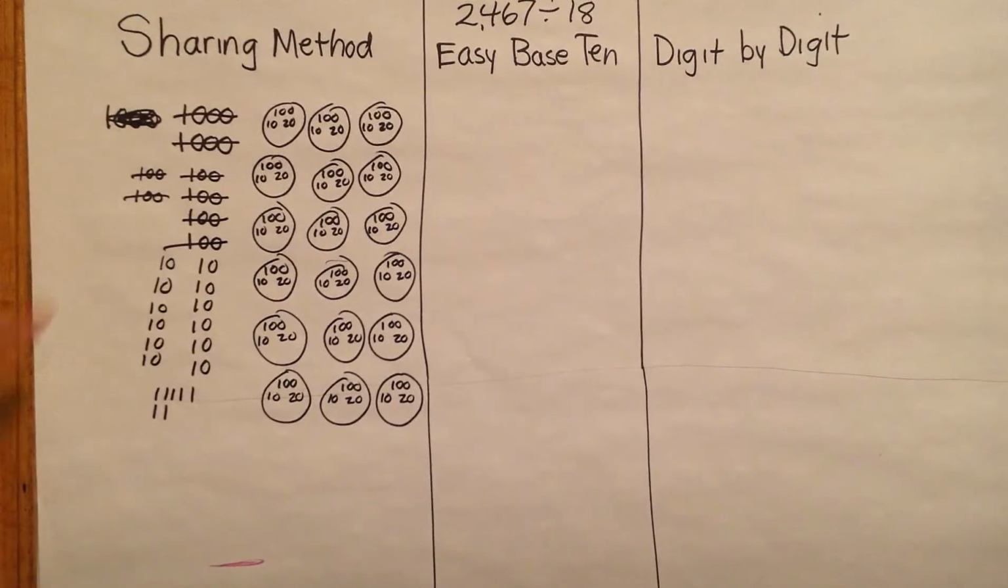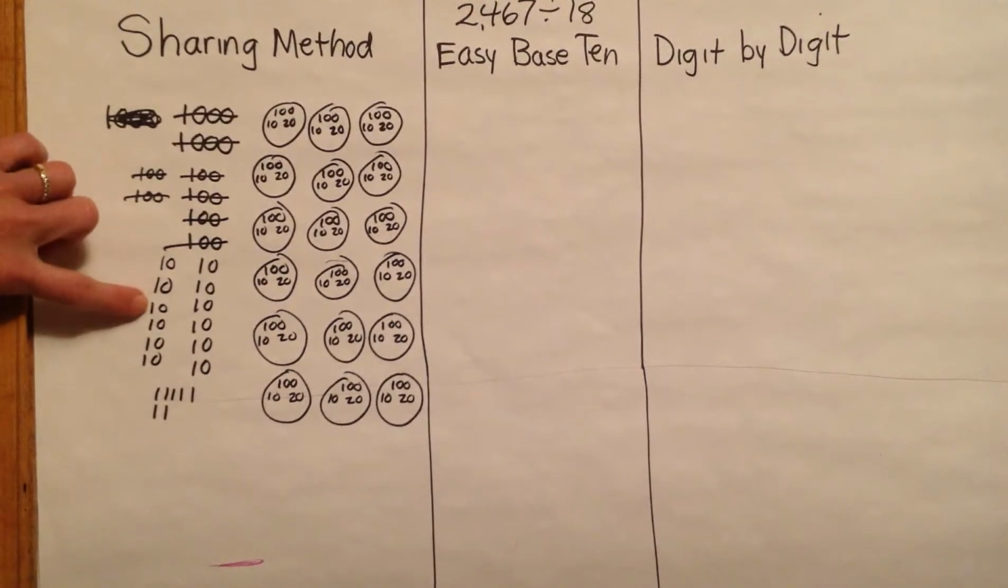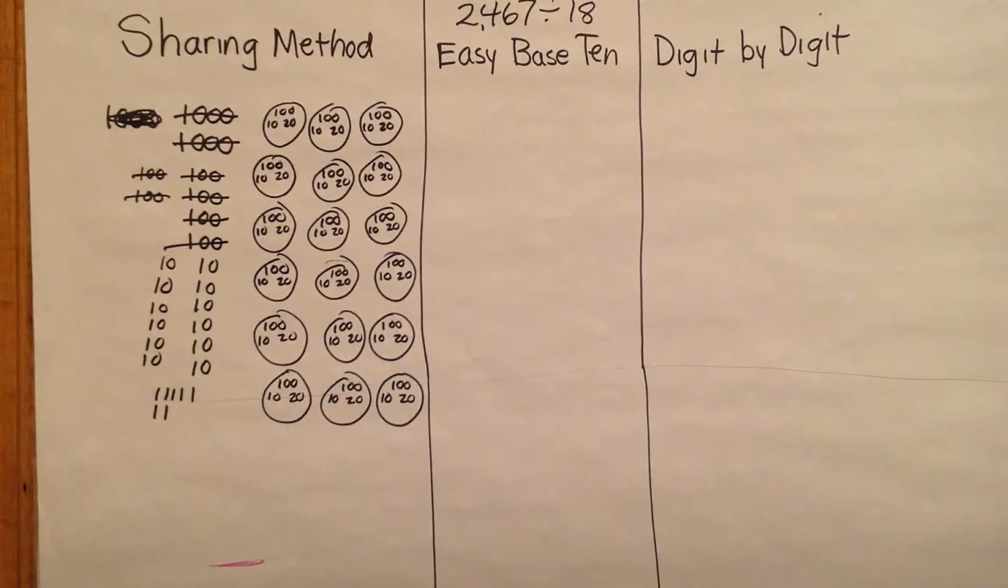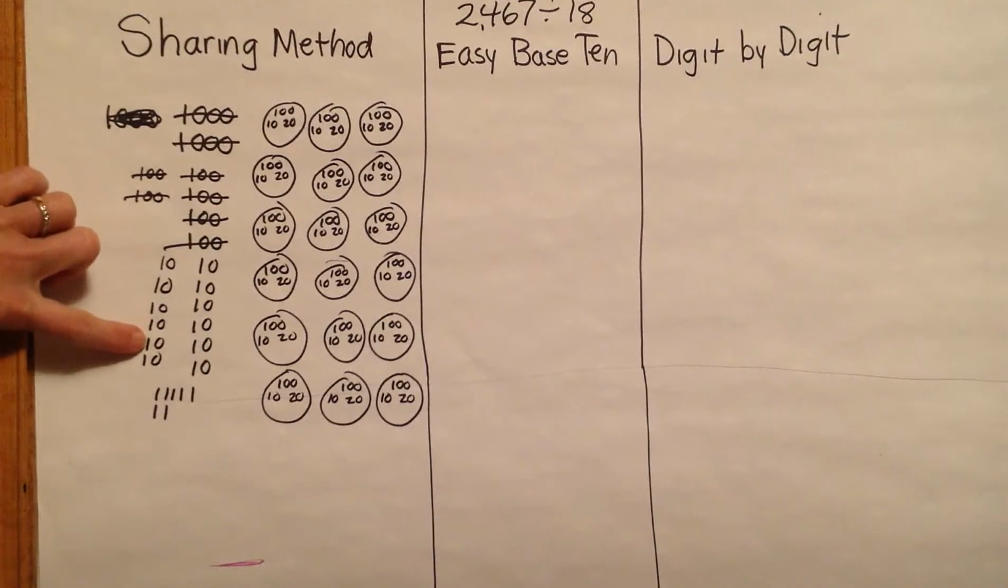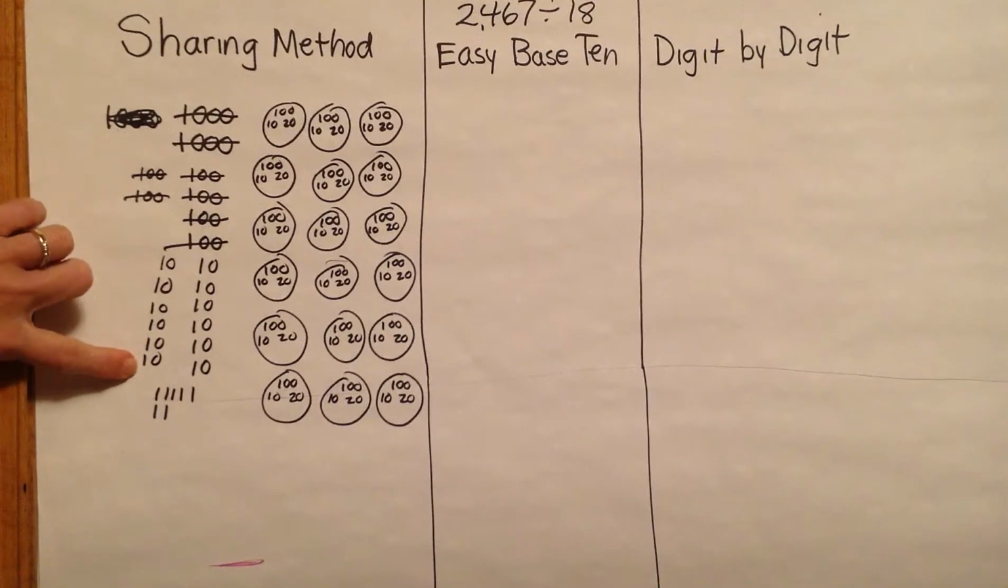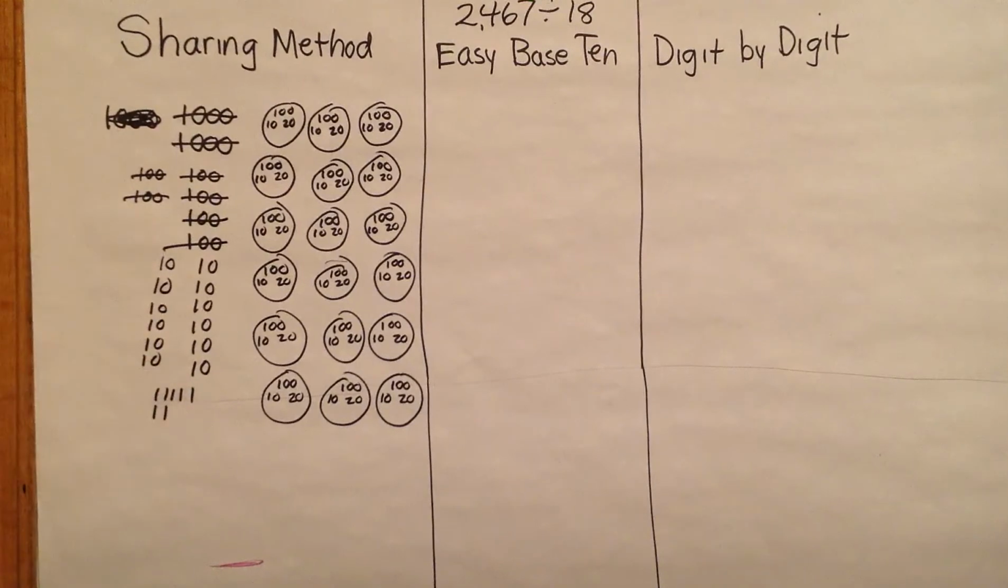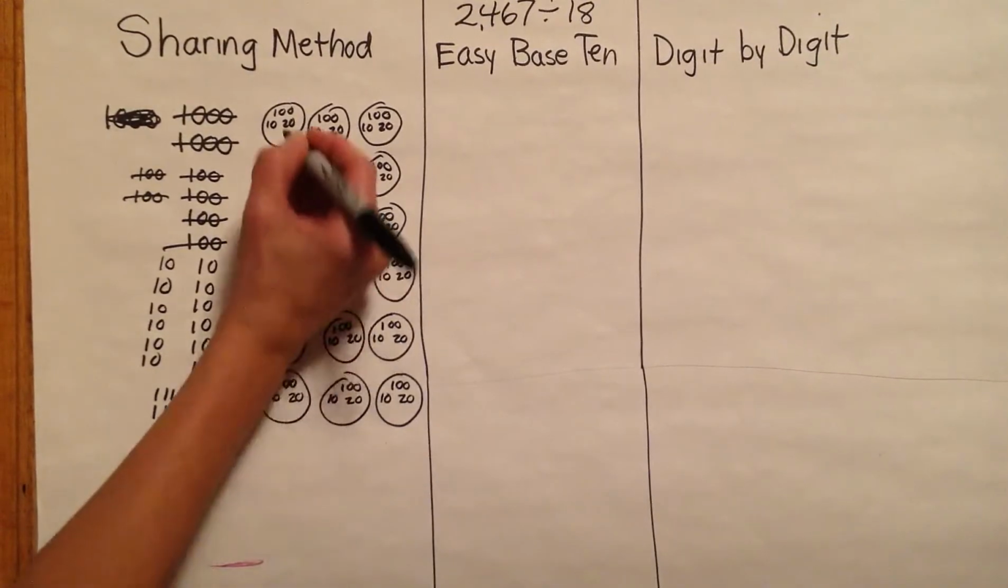Okay, so now what I have left is some tens. 1, 2, 3, 4, 5, 6, 7, 8, 9, 10, 11, 12. I only have 12 of them, so I can't give away another 10. I wonder how much is that? 10, 20, 30, 40, 50, 60, 70, 80, 90, 100, 110, 120. I think I could probably give away at least 5 to every group, so let's try that.